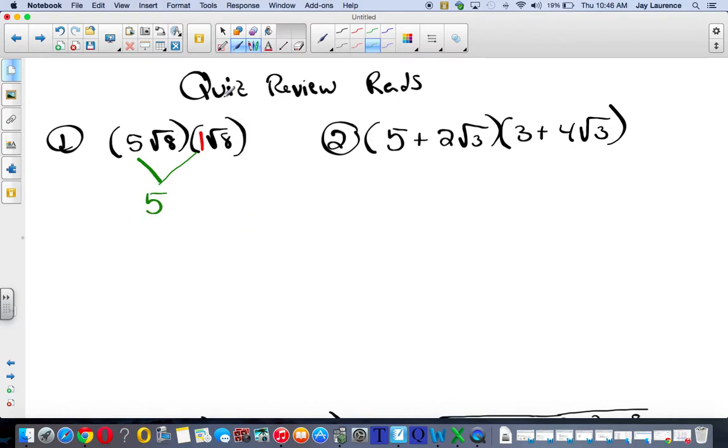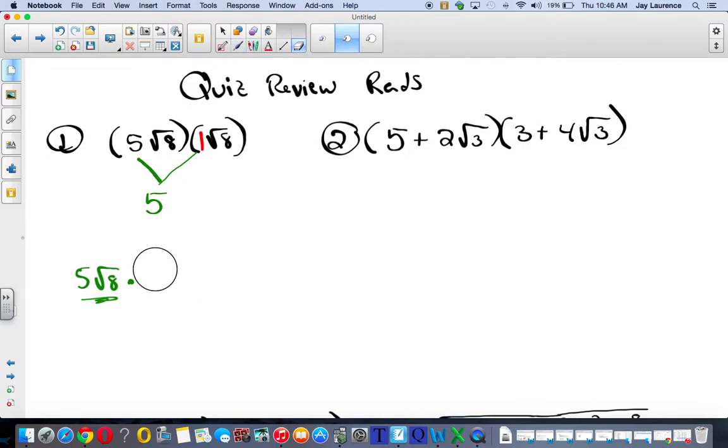Now, a mistake a lot of you make is you just want to write down rad 8. You think that 5 rad 8 times rad 8 equals 5 rad 8. But that can't be, because the only way to get what you started with in a multiplication problem is if this is a 1. That's not a 1, so this can't be the right answer.